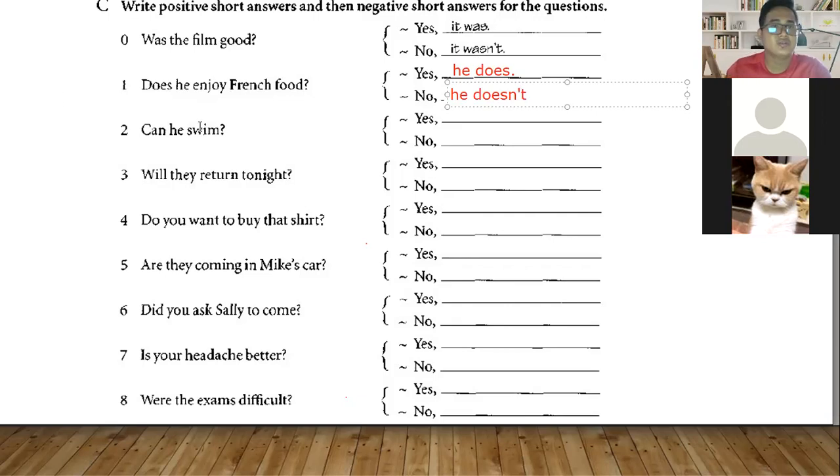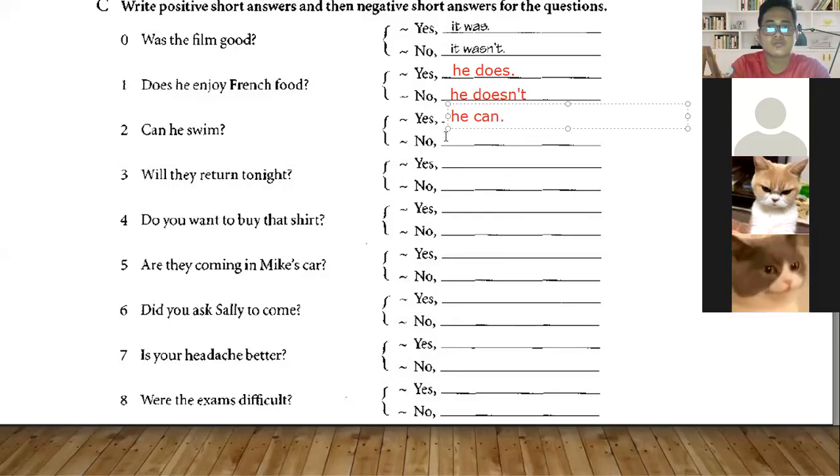Can he swim? Yes or no? Yes, he can. No, he can't. Yes, he can. Okay, next one.